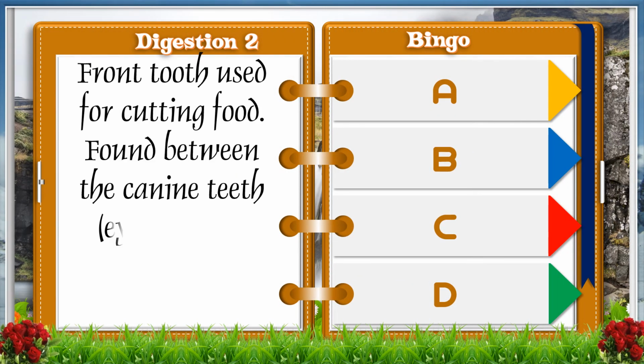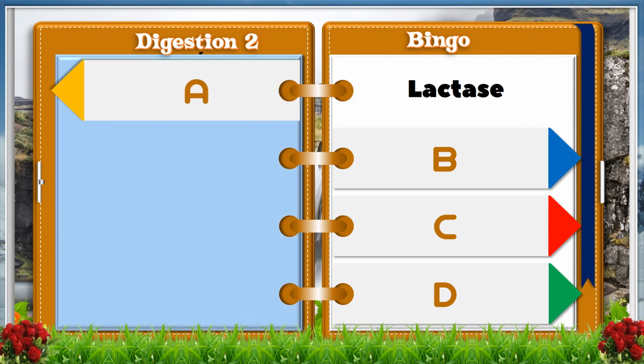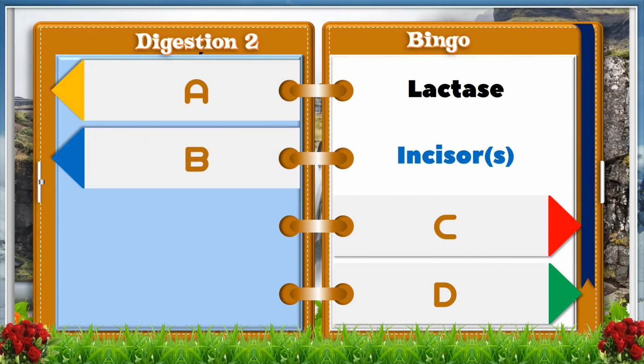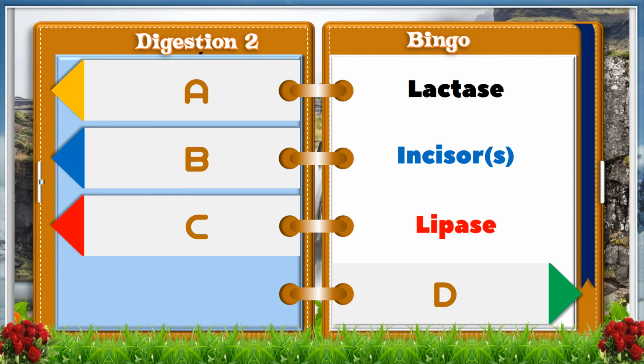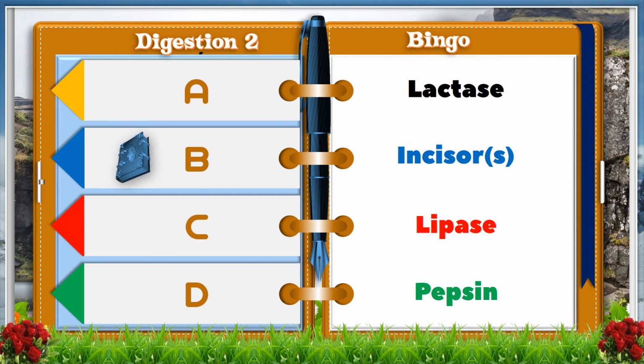Front tooth used for cutting food, found between the canine teeth, or what we call the eye teeth, in upper and lower jaws. A. Lactase. B. Incisors. C. Lipase. D. Pepsin. And the answer is B. Incisors.